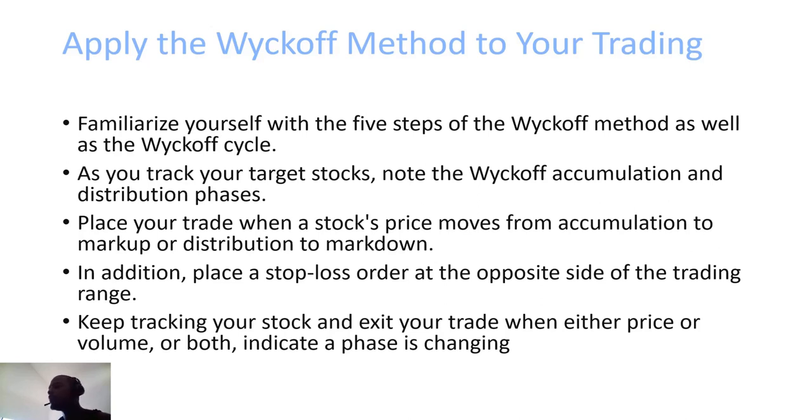With areas of distribution coming upon the stock that you're trading, obviously it's not going to break out, so you want to set the expectation to go toward the downward side. And the same thing when the stock has already run up and is in the markdown phase: time to be a short seller. So pretty simple there. In addition, you also want to place stop orders on the opposite side of the trading range of what you're looking at, keep tracking your stocks, and exit your trades when the price or volume, or both, indicates that the phases are changing.